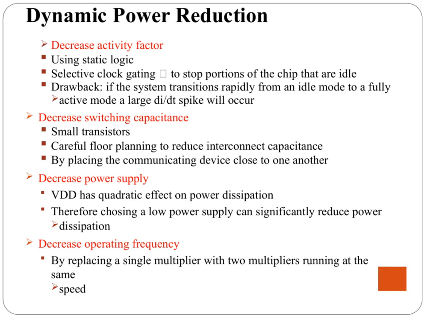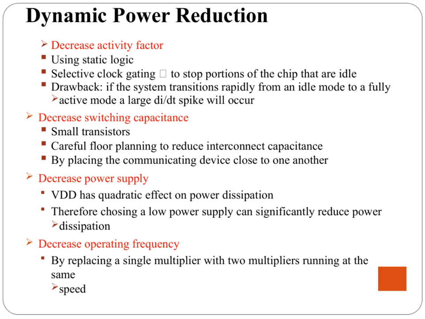Now, let's look at dynamic power reduction techniques. One effective way is to decrease the activity factor, which means reducing how often parts of the circuit switch states. For example, using static logic or selective clock gating can help by stopping sections of the chip that aren't in use. However, there's a trade-off. If the system quickly switches from idle to fully active, it can cause a large current spike, which we need to manage carefully.